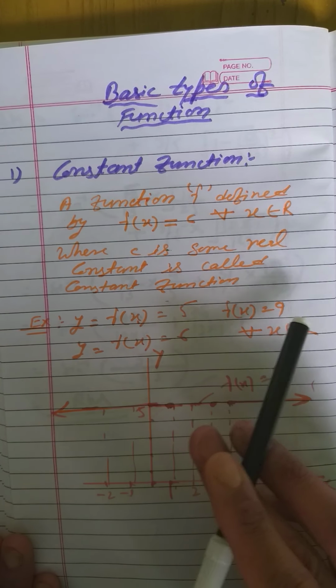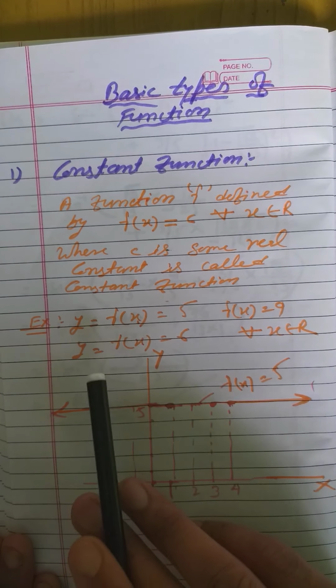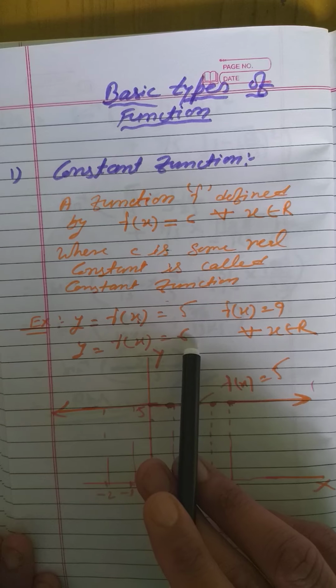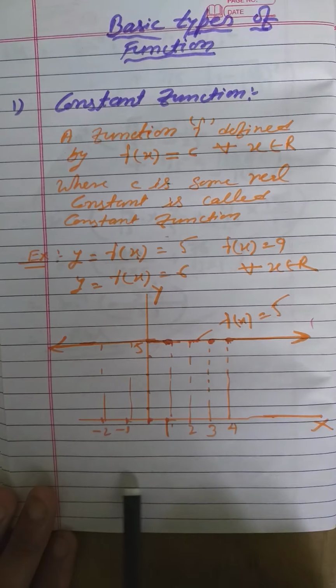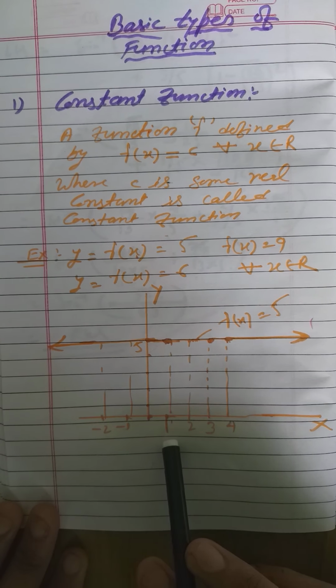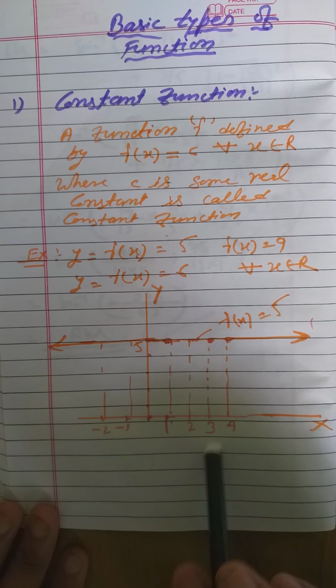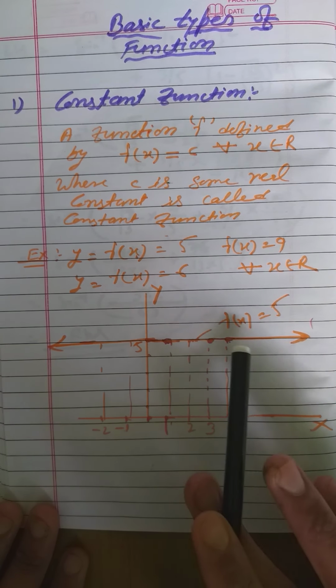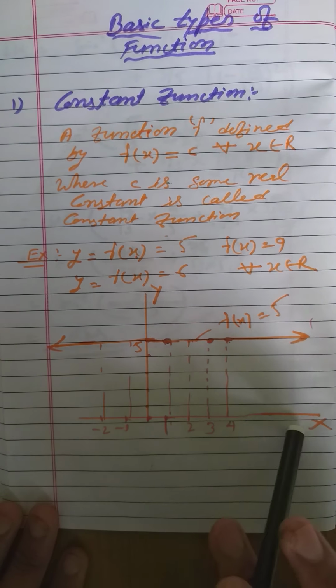In the same way, f(x) = 9: for every value of x you will get the corresponding value of y as 9. For every value of x you will get the corresponding value of y as 6, for every x belonging to R. You can draw the graph of this one for f(x) = 5. If you put x = 1, you will get y = 5. If you put x = 2, y = 5. If you put x = 3, y = 5. If you put x = 4, y = 5. This is a straight line parallel to the x-axis.